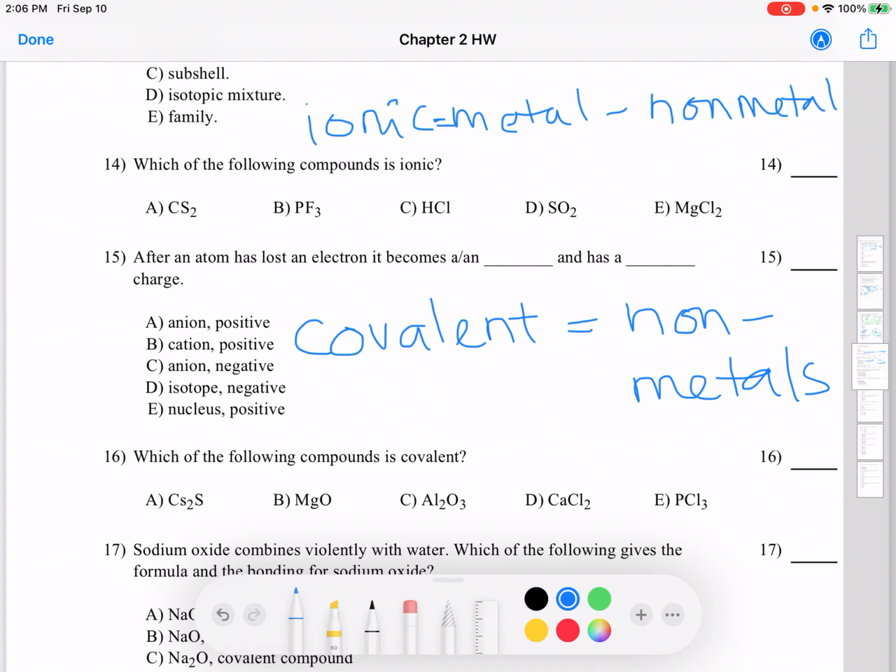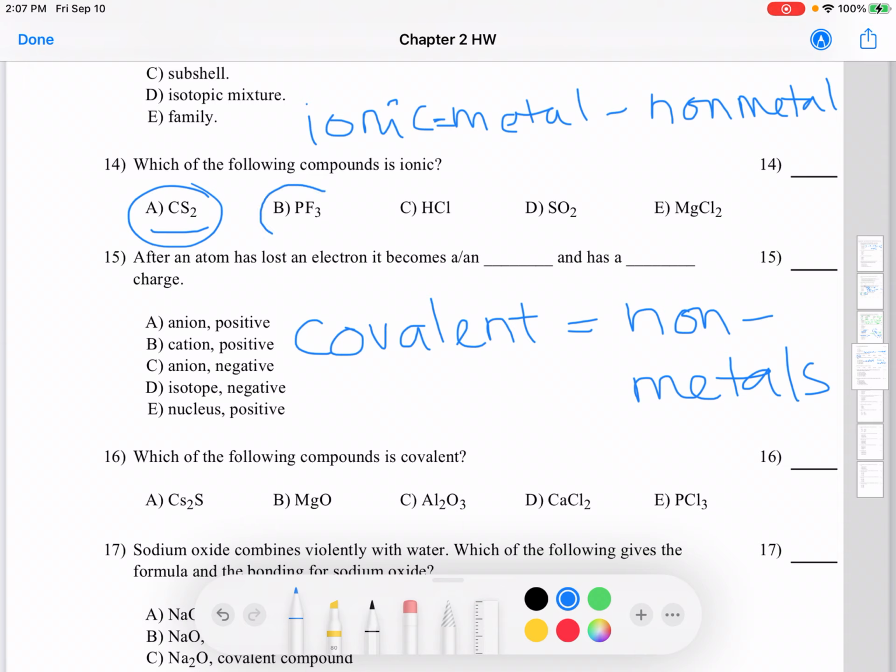Okay. So which of the following compounds is ionic? So carbon disulfide. And also when you are naming ionic compounds, remember we don't say di, mono, tri like that. We do not use those prefixes. So the name of the first one is carbon disulfide. Carbon is a nonmetal, sulfur is a nonmetal, so that's a covalent compound.